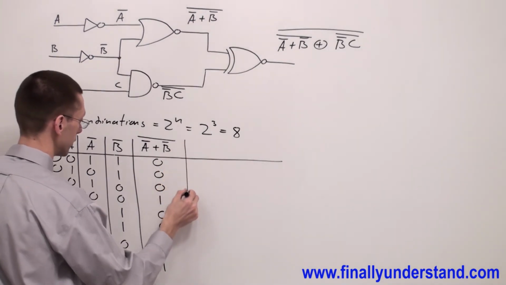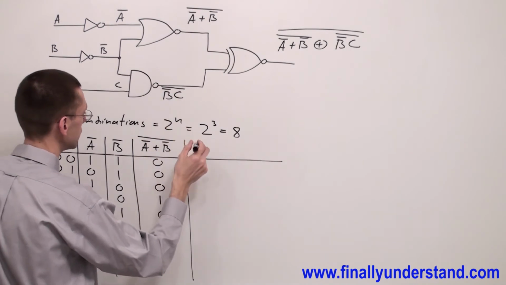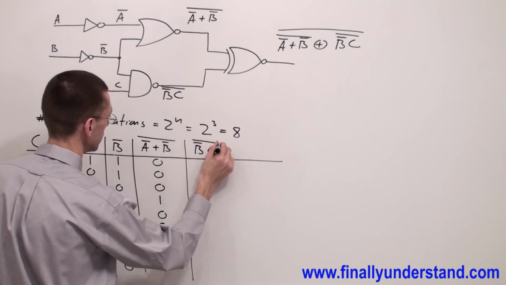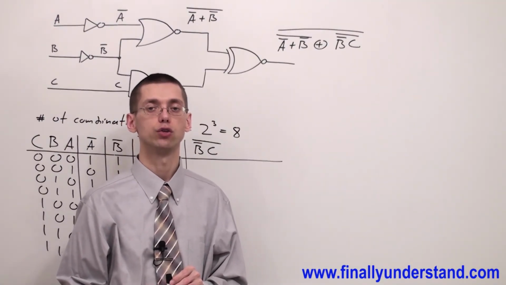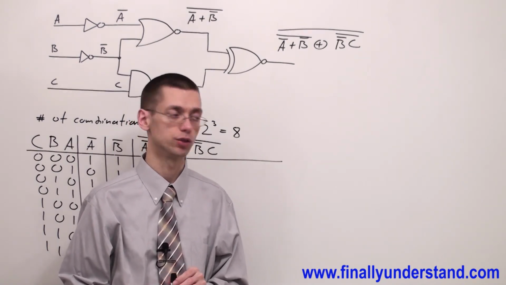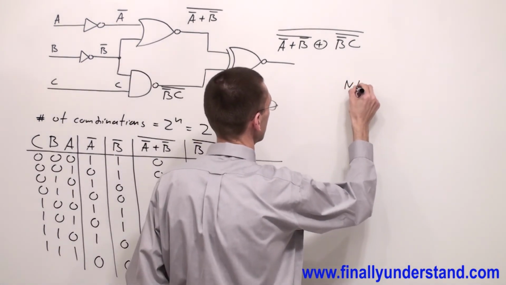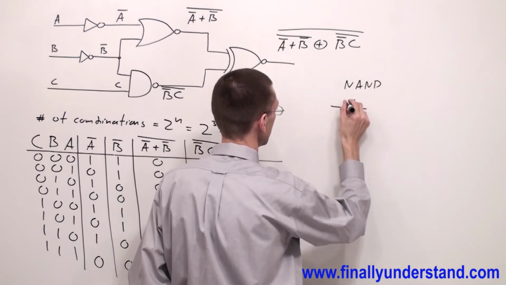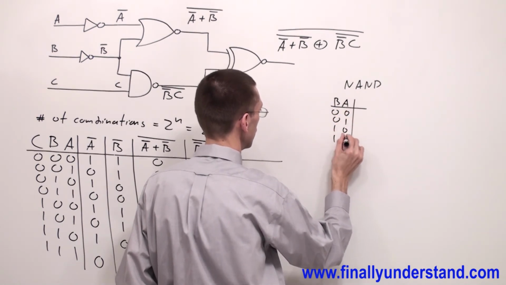Next, I have B not, NAND C. The truth table for the NAND gate says that we are going to have high when we have at least one 0. Just write this down. NAND gate, we have A, B, we have 0 0, 0 1, 1 0, 1 1.